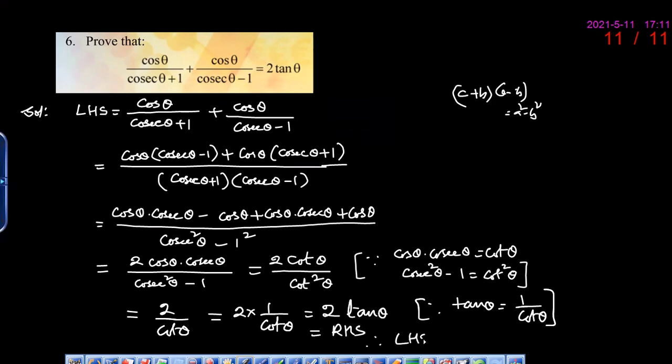Therefore, LHS is equal to RHS. Hence, proved. So this is how very easily we can solve the problems when you know the trigonometric identities and the formulas and about fundamental ratios.